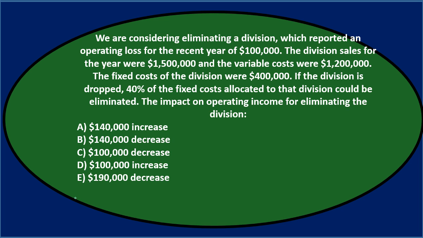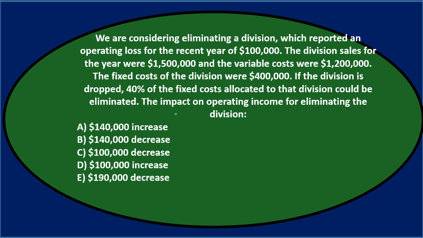Again, if we look at a problem like this, we would probably see numbers in it first. We might want to glance at it, say, I see numbers. I see numbers in the answers. Looks like a calculation problem. Let's look at the last sentence and see what they want to calculate before possibly reading through the problem. So we go through it and say the impact of operating income for eliminating a division.